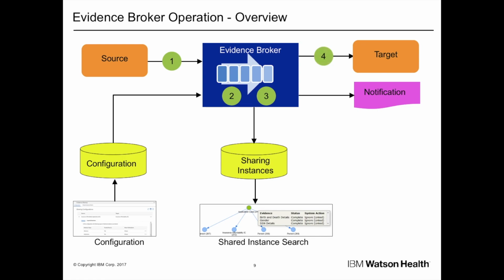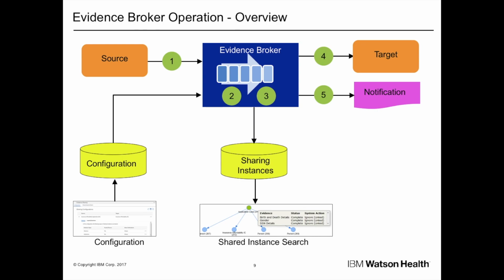In step 4, if the evidence can be automatically applied, it is delivered to the target case and it's activated. In step 5, if the evidence record requires manual intervention by a caseworker, the broker places an incoming evidence record into the caseworker's incoming list on the target case, and this is for manual review and processing. A notification is sent to the caseworker. For example, this might say, new incoming evidence on case 512 needs to be resolved.